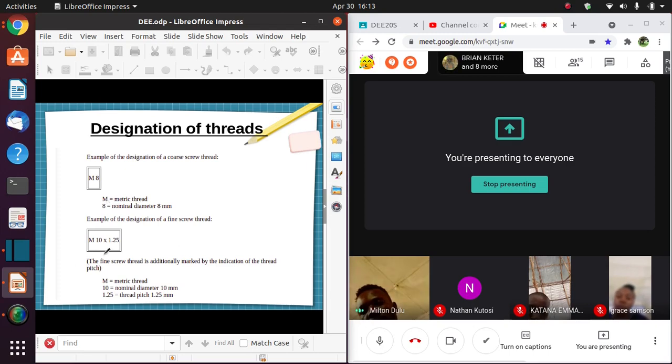Now there are other times that you will have a third number. Now this indicates the pitch distance, the distance between two successive threads. Are we together? With this designation, you can identify which type of thread, its diameter, and the pitch distance. Okay?